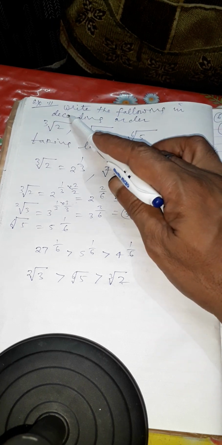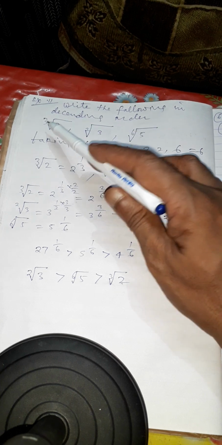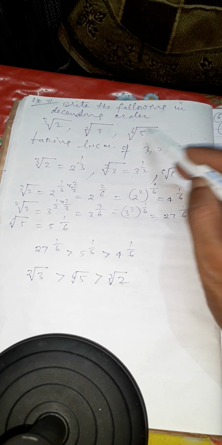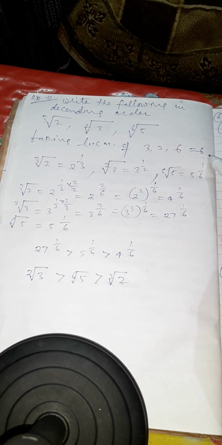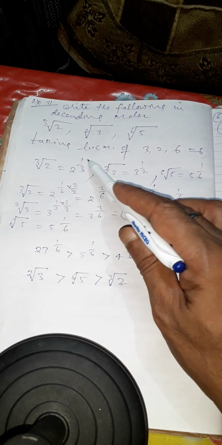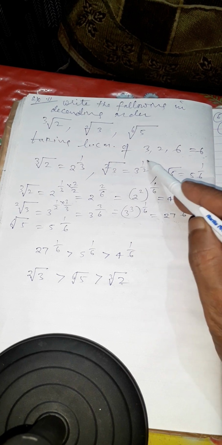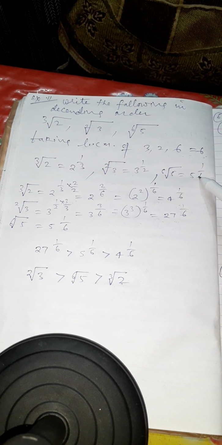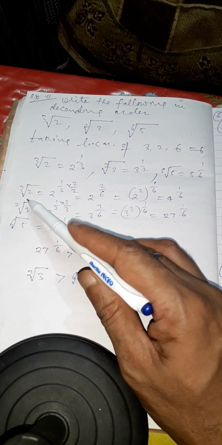Next example, number 11: write the following in descending order. Cube root of 2, square root of 3, 6th root of 5. Taking the LCM of the numbers 3, 2 and 6, which is 6. Cube root of 2 means 2 to the power 1/3. Square root of 3 is 3 to the power 1/2. 6th root of 5 is 5 to the power 1/6. We are making the powers equal.